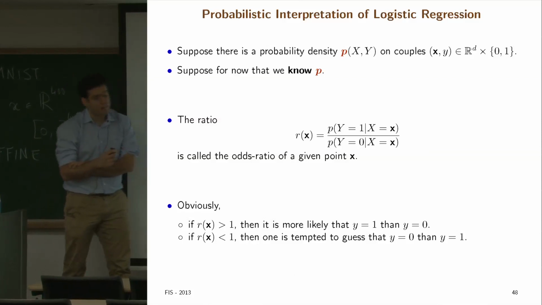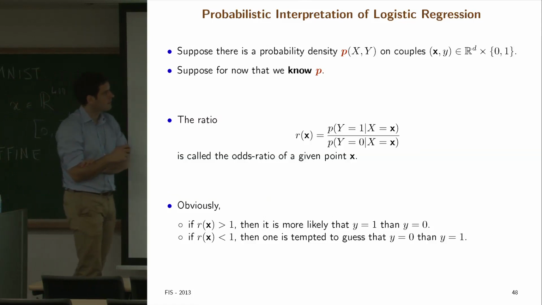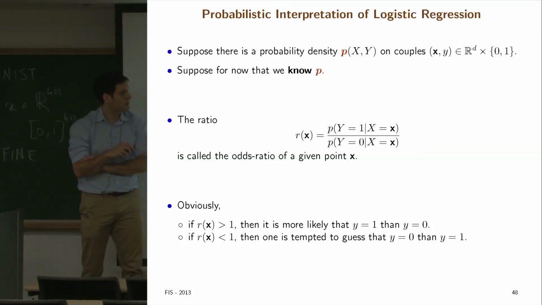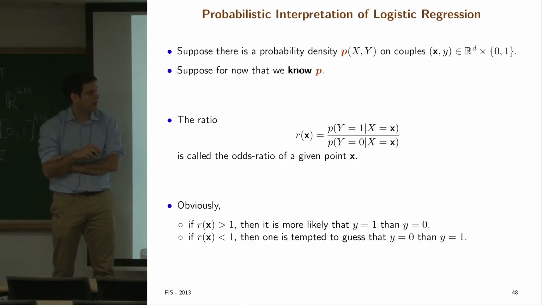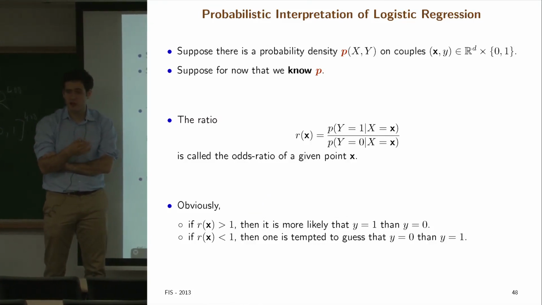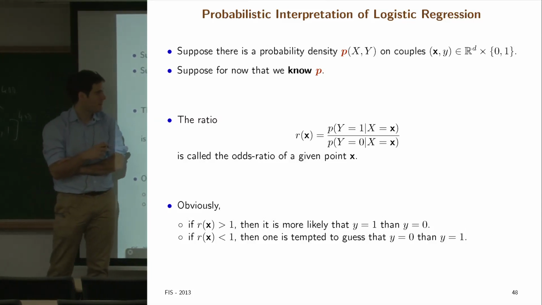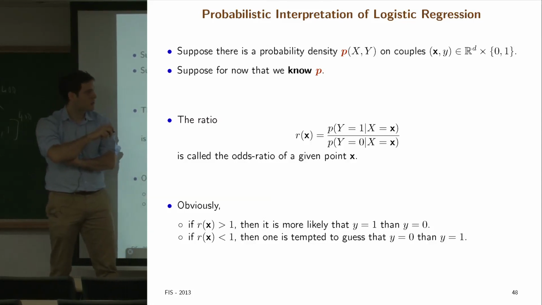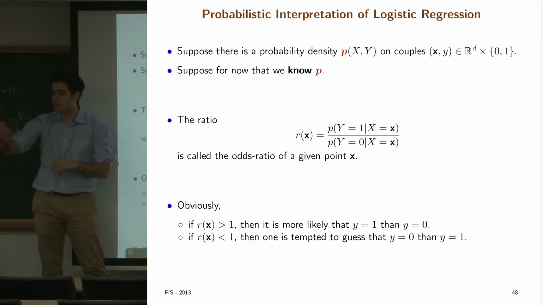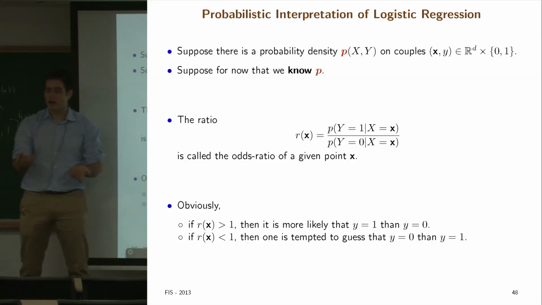So let me just give you a probabilistic interpretation of logistic regression. Suppose there is a probability density P of xy on couples x, y. So the first half is your observation, the second half is the value you're trying to predict, the binary value. We will use this setting a lot from next lecture. The fact that we assume that all the observations that were found in nature, that someone gave to you, arise from samples of a density.